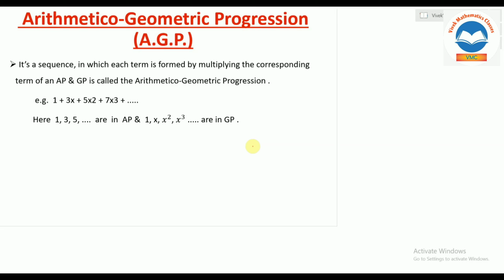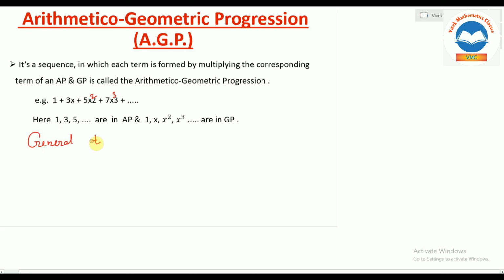It means the first term of the AP and the first term of the GP you have to multiply, the second term of the AP and the second term of the GP, the third term of the AP and the third term of the GP, and you will get the AGP. Here is an example: 1 plus 3x plus 5x square plus 7x cube and so on. In this, what is the AP? The AP is 1, 3, 5, 7, and so on. What will be the GP? 1, x, x square, x cube and so on. If you multiply the AP and GP, we get the AGP. Okay, so we will find the general term of the AGP.